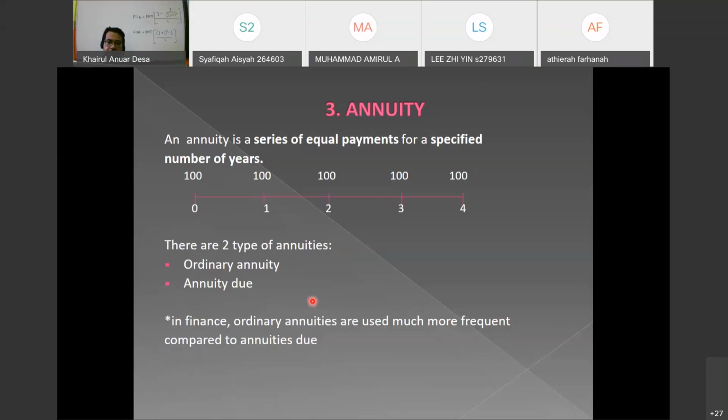Are you able to follow so far? There are two types of annuity. Number one is the ordinary annuity, and number two is the annuity due. So what is the obvious difference between the ordinary annuity and the annuity due? What is the biggest difference that distinguishes the ordinary annuity and the annuity due? So what is the difference between ordinary annuity and annuity due? Okay, here.